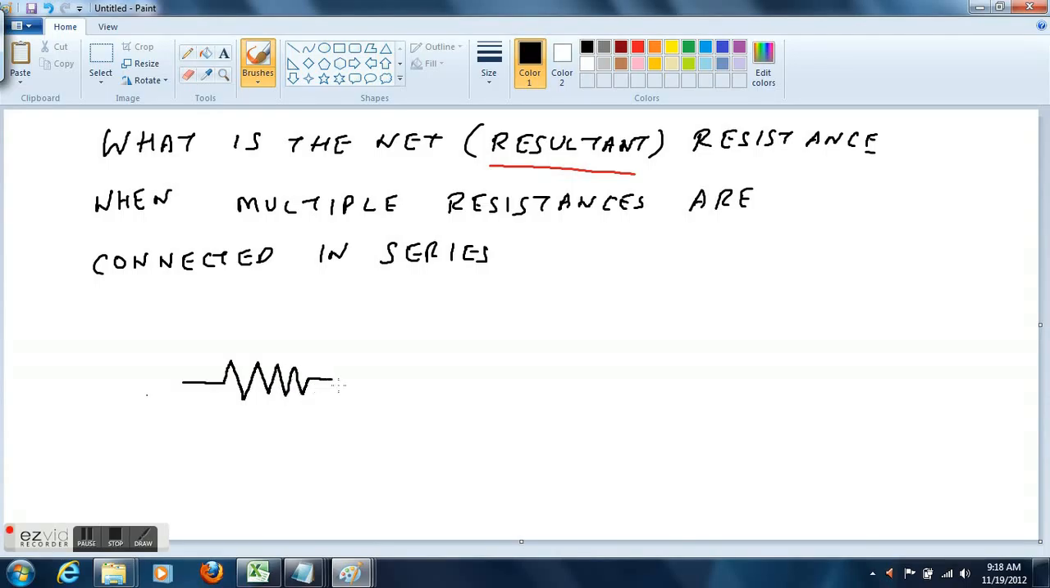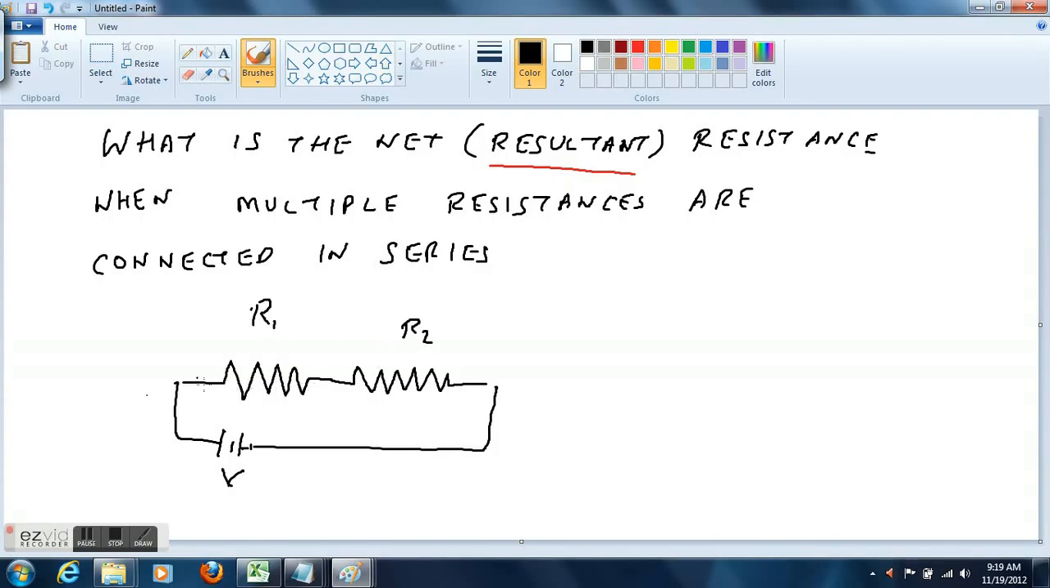Suppose there are two resistances, R1 and R2, and these two resistances are connected in series. This is the battery, with a voltage of V. This voltage V will remain the same for this battery, so we will assume that V remains the same. Now, in that case, what is the potential difference across the resistance R1?